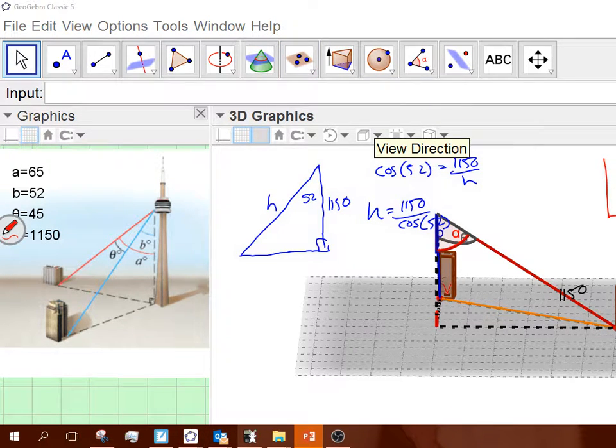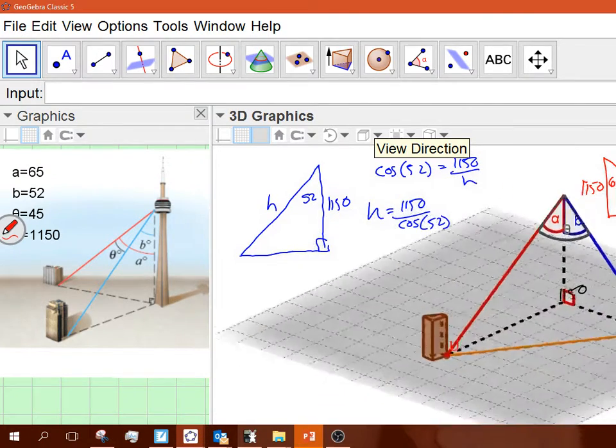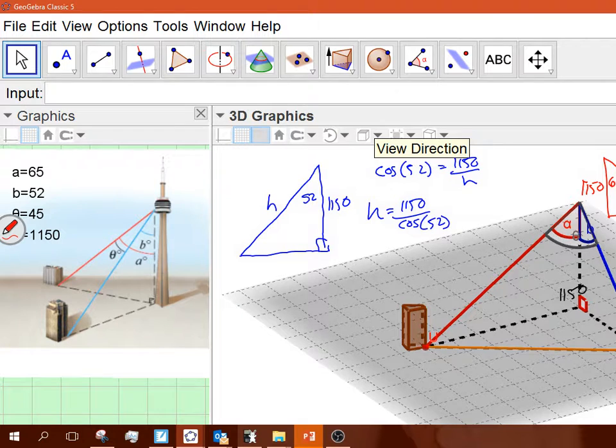That red distance, we have this triangle. Again, the height of the tower is 1150. The red angle is 65. And again, I want to use that as H. So I can say cosine of 65 is equal to 1150 over H, and let's call it H sub 1. H sub 1 is going to be 1150 over cosine of 65. So those are the two distances, for that red one and that blue one.